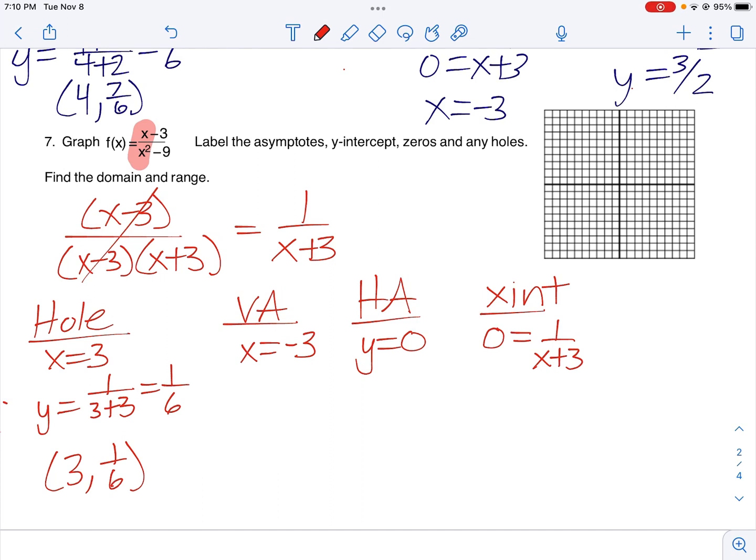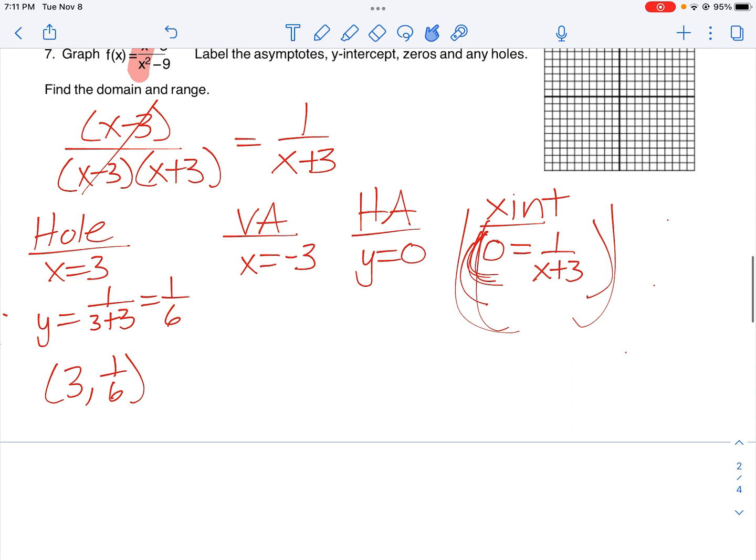So if we find the x-intercept, if we multiply by our denominator of x plus 3, this is not writing. Let's see, oh, there we go. So times x plus 3, fraction bust that, so we'd have 0 equals 1, which isn't true, so there's no x-intercept. And that makes sense because there's a horizontal asymptote.